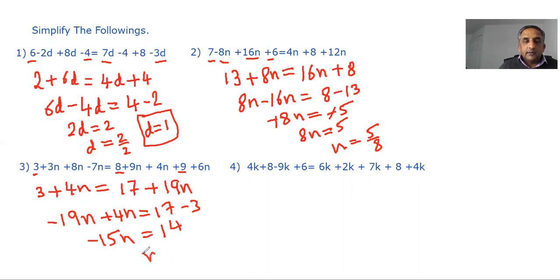So n is equal to, remember we have to find the value of n, so we have to leave n on its own on the left hand side. Minus 15, when we move it there, it will be divided. So 14 divided by minus 15, and this will be our final answer to this question.